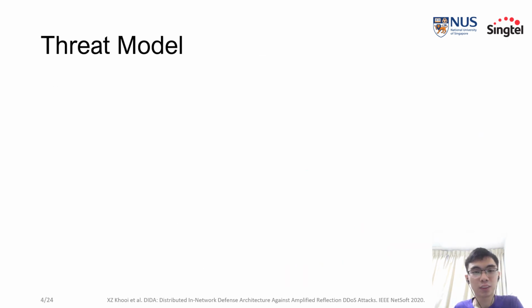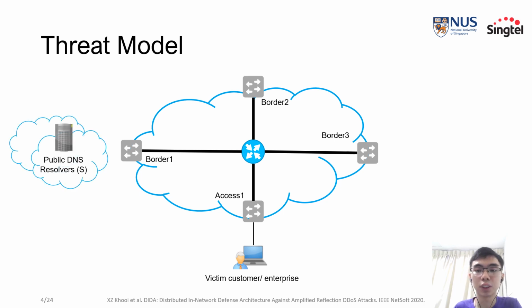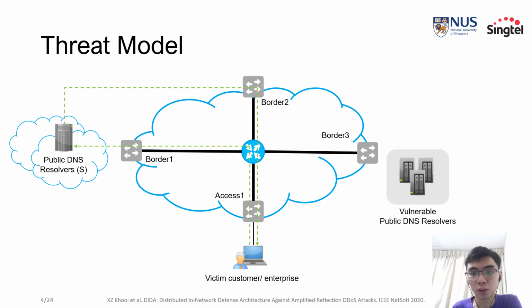Here, we look at our threat model. We assume an ISP environment. Then we have a victim, customer, or enterprise. There are some public DNS resolvers located on the internet. In order to browse the internet, the victim customer will have to communicate with the public DNS resolvers. Apart from that, there are also some vulnerable public DNS resolvers located on the internet.